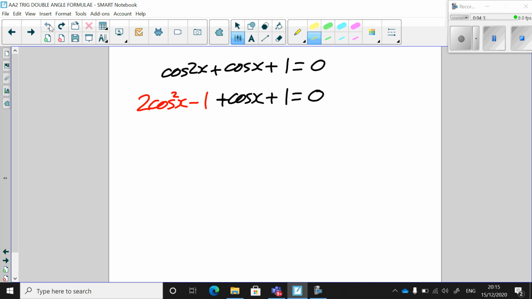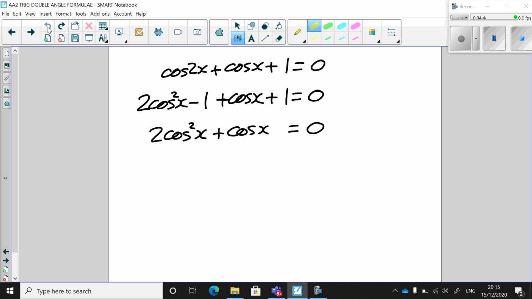Right, how can I deal with that? Oh, what's happened there? Where are the two numbers upstairs gone? Well, I don't know if you noticed, see that minus 1 and plus 1? If you take minus 1, plus 1, they cancel each other out. So that's what's happened there. Pay attention. So I get 2 cos squared x plus cos x equals 0.